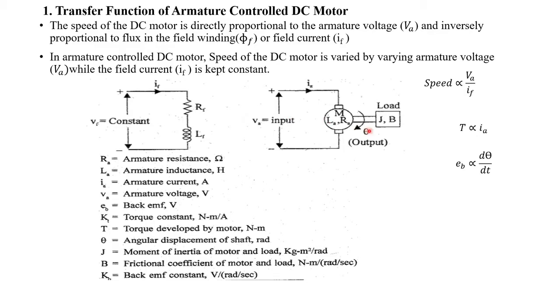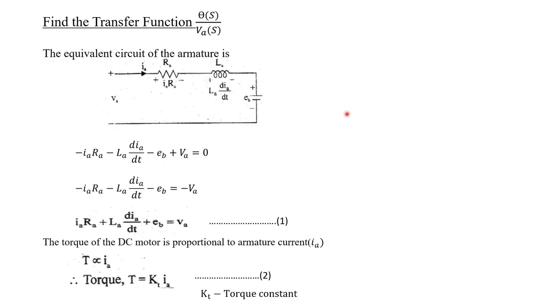Here, what about the output signal? The output signal is nothing but the rotation of the load, that is theta. What about the input signal? Here two inputs are there, VF as well as VA. But for the armature controlled DC motor, we are keeping VF constant. Only we are applying VA, that is, we are varying VA. So the input will be VA. So what we have to find out? Laplace transform of output divided by Laplace transform of input, that is nothing but theta of S divided by VA of S. Listen, we are going to find the value of theta of S divided by VA of S.